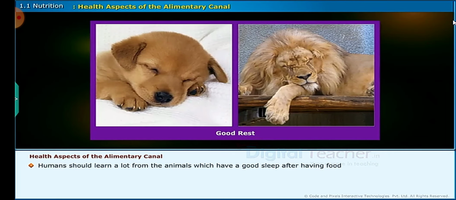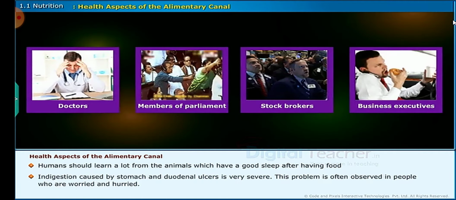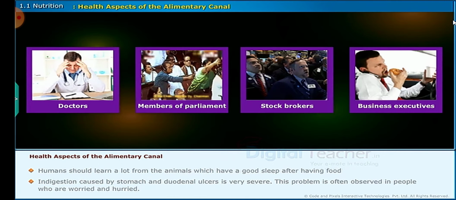Humans should learn a lot from the animals which have a good sleep after having food. Indigestion caused by stomach and duodenal ulcers is very severe. This problem is often observed in people who are worried and hurried.